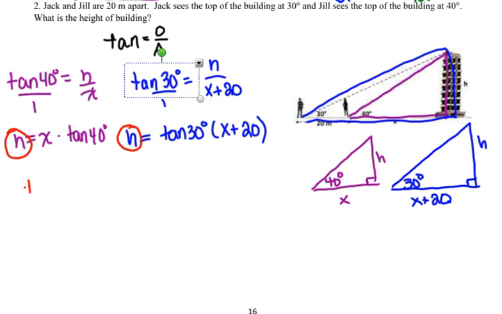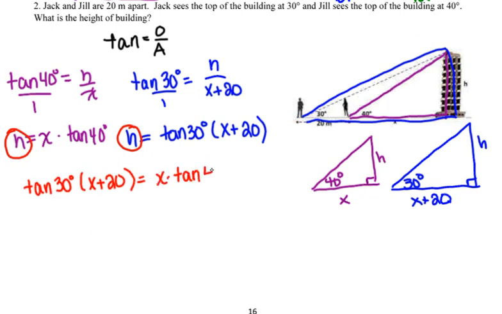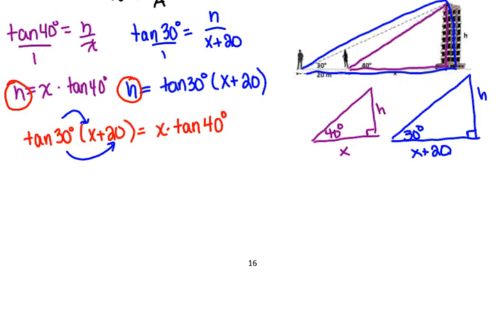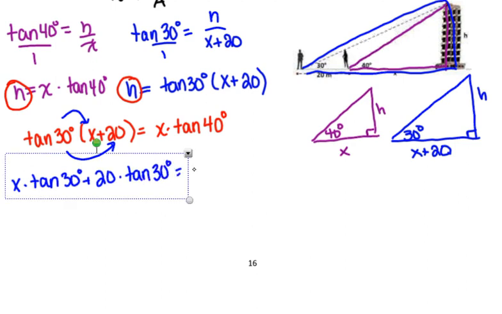So tangent of 30 times the quantity x plus 20 is equal to x times the tangent of 40. You could have written those on either side of the equal sign. I kind of have the advantage of knowing what's coming, and I wanted to make this the one in which I'm going to need to distribute on the left side just to give me a little bit more room to work with. Because distribute is what I'm going to do next. So I'm going to go ahead and distribute the tangent of 30 degrees to each of the terms that are inside the parentheses. So this becomes x times the tangent of 30 degrees plus 20 times the tangent of 30 degrees equals x times the tangent of 40.